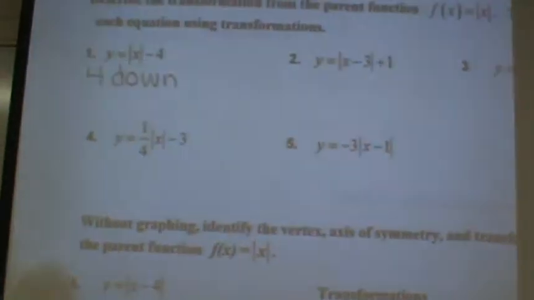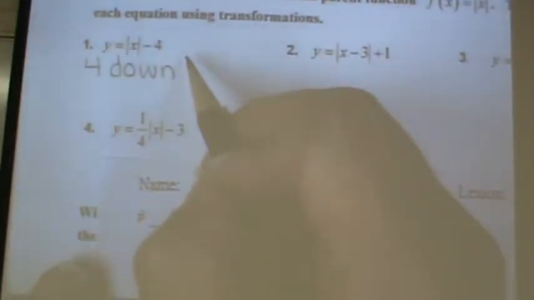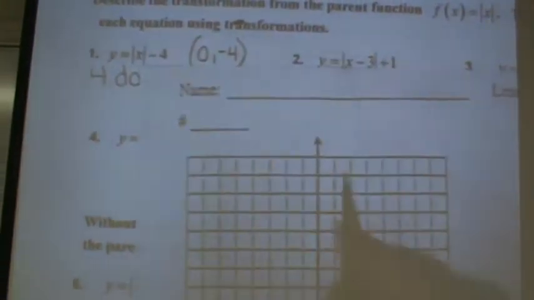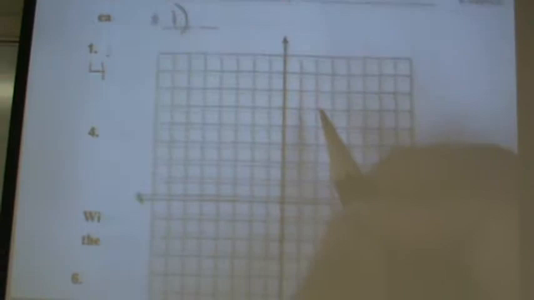Now grab your graph paper. Tell me where the vertex is on this. Where's the vertex? 0, -4. So for question number 1, it normally would be at the origin, but we're going to go down 4. This is a shift, whoops, that's down 3. Down 4 is right there.